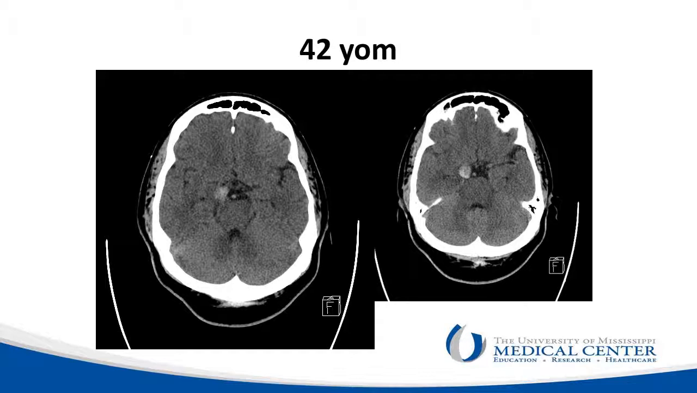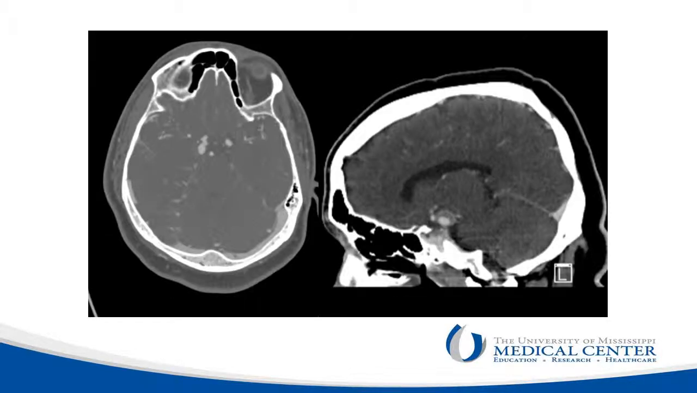This is a 42-year-old man with a density in the region of the right suprasellar cistern. A CTA is performed, and we can see that there's a partially thrombosed aneurysm of the right posterior communicating artery. If you take a look, you can see that there's an area of decreased density adjacent to the enhancement on the sagittal image.